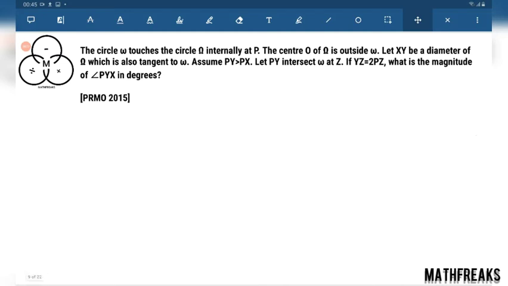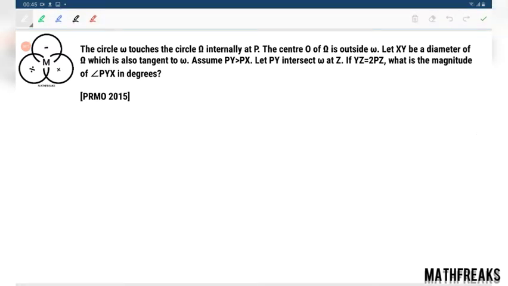There is again a beautiful question from 2015. I guess it should be given in the PYQ sessions, but they have given it here. The circle omega touches the circle internally at P. The center O of omega is outside small omega. XY is a diameter of omega.